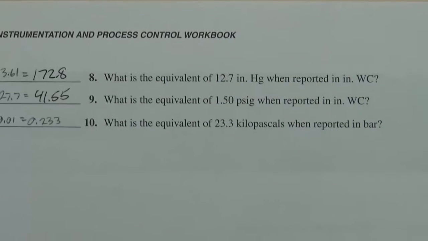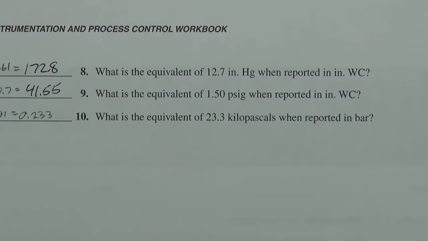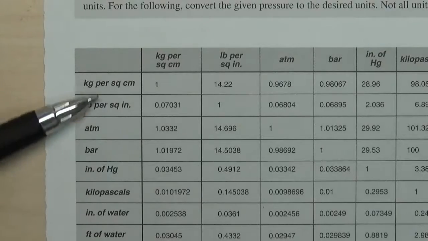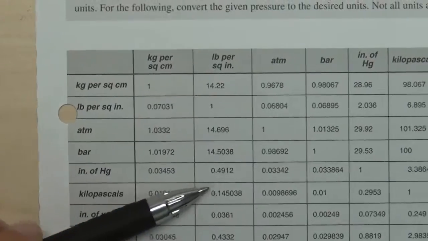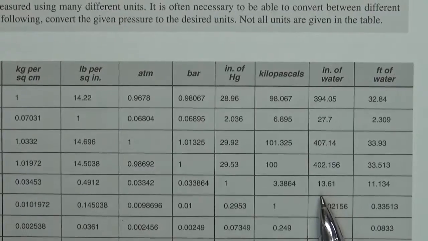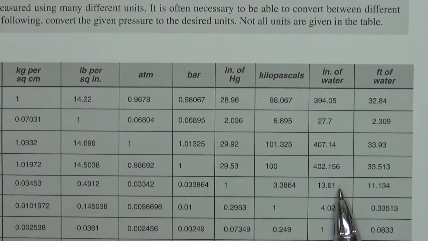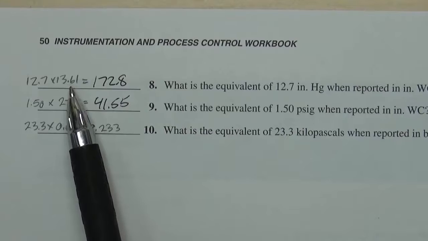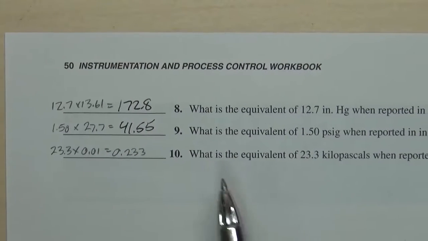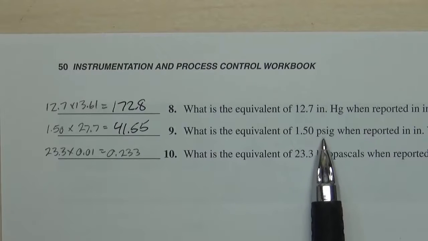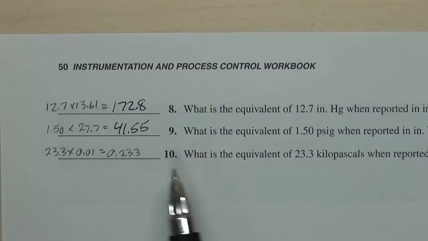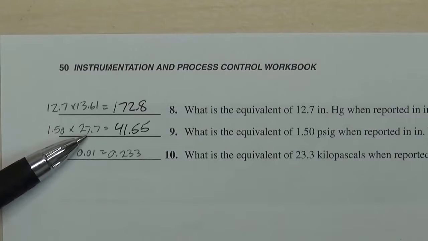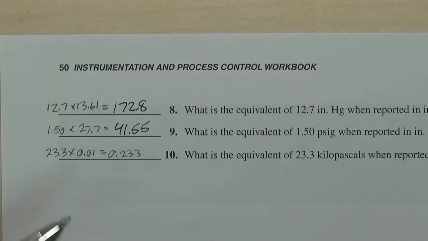Okay, we're going through these pretty quick. They're pretty straightforward. We've got 3 more to go. What is the equivalent of 12.7 inches mercury when reported in inches of water column? We're going to start with inches of mercury and then go over to inches of water, and here it is right here. That's actually the specific gravity of mercury as well. So we just take 12.7 multiplied by 13.61. The answer is 172.8. What is the equivalent of 1.5 psi G when reported in inches of water column? 1 pound per square inch is equal to 27.7 inches of water column. So I just multiply those and I get 41.55.